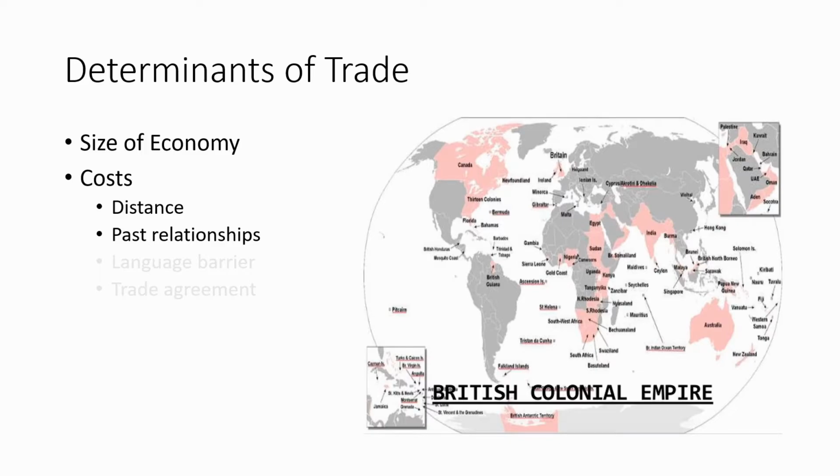Another determinant of trade is going to be past relationships. If, for example, Great Britain is your former colonizer, you are more likely to be a trade partner with Great Britain than otherwise. That's just a typical example because Britain famously, the sun never set on the empire of Britain at one point in time. So Britain was a large imperial colony, so was France, Portugal, and Spain, and those countries tend to have a lot of trade partners nowadays with their former colonies.